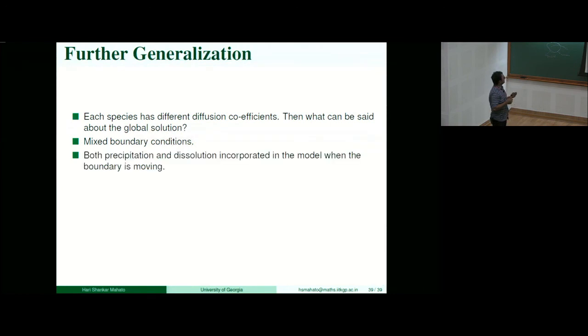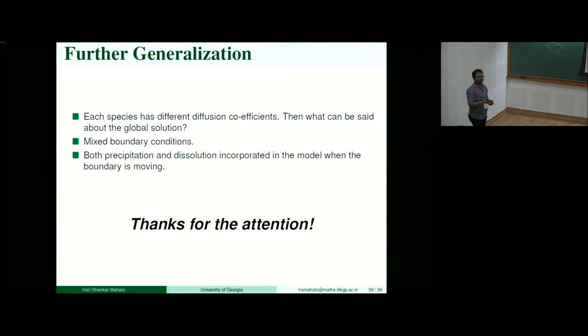And a third generalization could be when you incorporate both precipitation and dissolution in the model, and the boundary is also moving. In that case, can we talk about a global solution or a unique solution and things like that? So these are a few generalizations one can make with that system of diffusion reaction equations. That's the overall overview I wanted to give you, which I dealt with in the past. With that note, I would like to thank you for your attention.